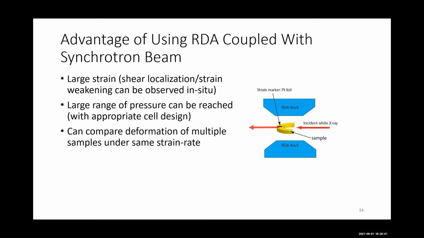So here is just a quick summary of the advantages of using RDA, but there are some limitations as well. The RDA is great because you can achieve large strain and so observe in situ the shear localization and the weakening due to large strain. You also have access to a large range of pressure. In this particular experiment I just presented, we were able to go to 27 GPa, but with appropriate cell design, you can go to much lower pressure. And the great thing is as well, we can load multiple samples and compare the deformation of those samples under the same stresses, under the same strain rate.